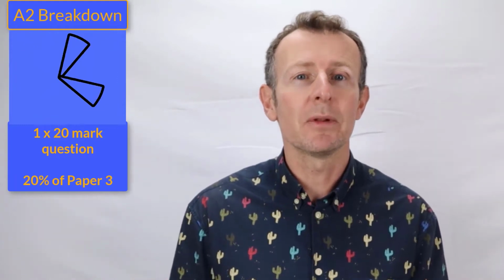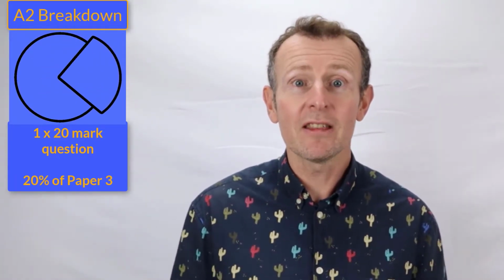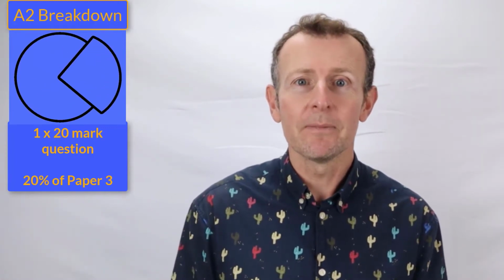You need to select one 20-mark question to answer on paper 3. So that's 20% of the total marks for the paper, or a tenth of your final A-level grade. If we use the rough guide of 1.5 minutes per mark, we will have 30 minutes for this question.